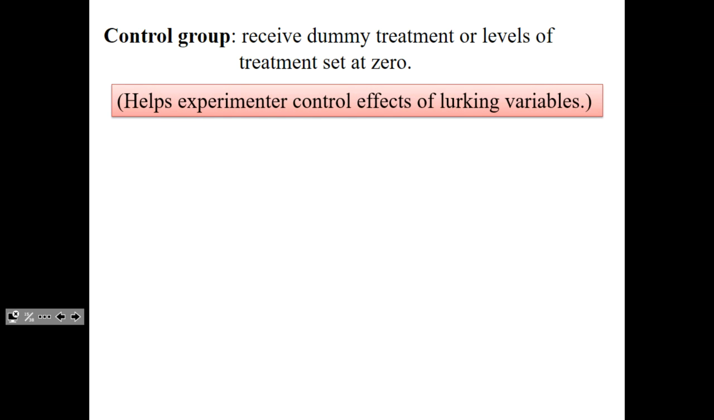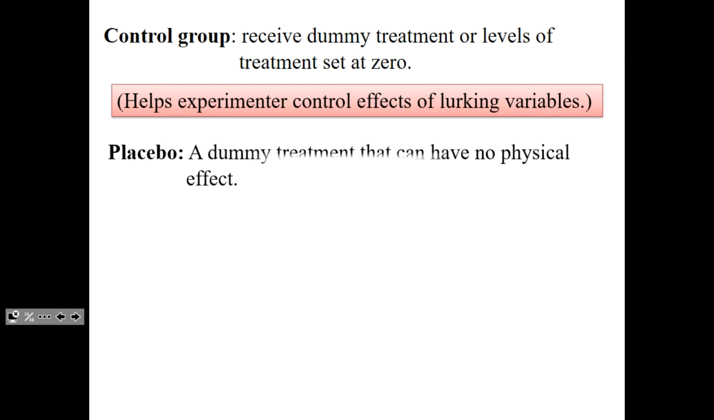It helps us account for lurking variables. So there's something underlying everything that could be affecting it. This is how we find that. We don't find the variable necessarily, but we'll still have that effect happen. But since we didn't give them any medication, we didn't actually give them a treatment, this is our baseline. Our baseline will include that lurking variable. Now, placebo, that is a dummy treatment that has no physical effect. This is what you give your control group.